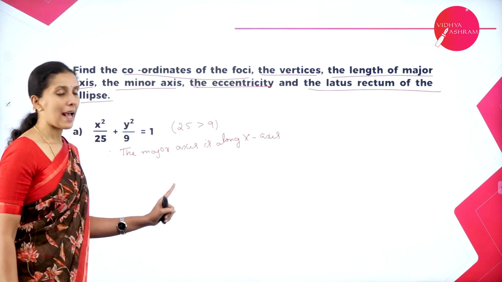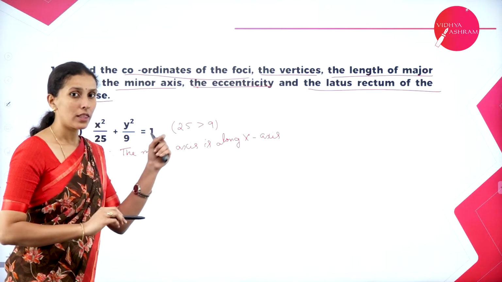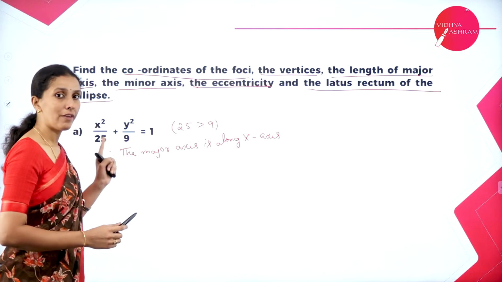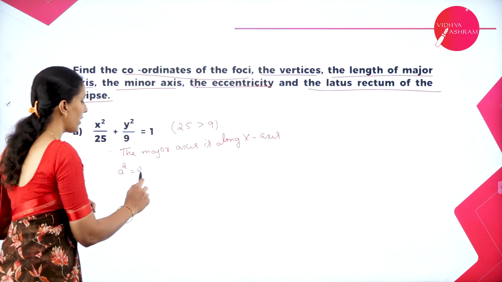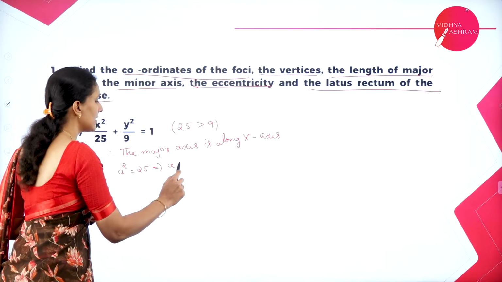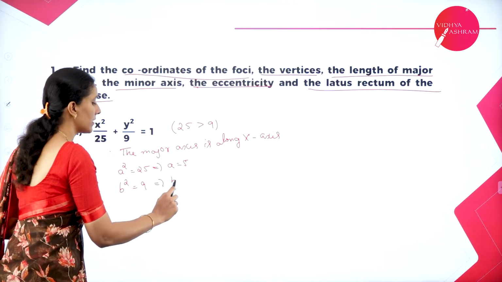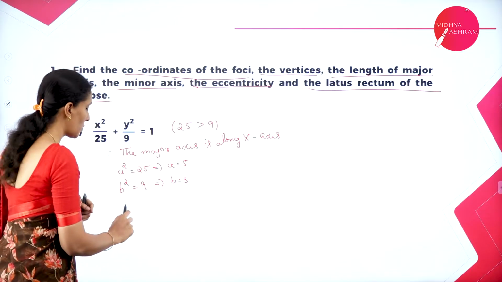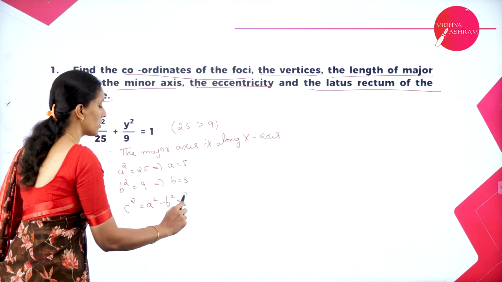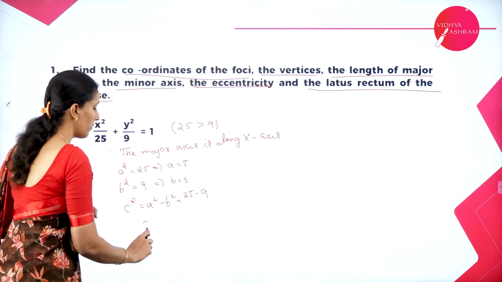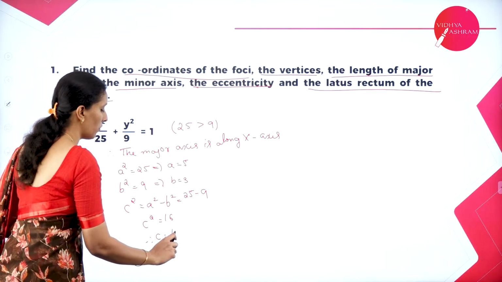If the major axis is along x-axis, that means the foci and the vertices lie on the x-axis. Let us find out the values of a, b, c. So, clearly we have a square is equal to 25. This implies a is equal to 5. b square is equal to 9. This implies b is equal to 3. To find c square, we have a relation, that is a square minus b square, that is 25 minus 9. So, therefore, we get c square is equal to 16. So, therefore, c is equal to 4.